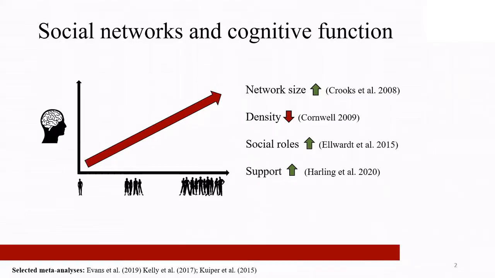So a logical starting point is to note the robust relationship existing between social networks and cognitive function. Countless studies across numerous contexts have repeatedly found that individuals with larger personal networks tend to exhibit higher levels of cognitive function compared to their more socially isolated peers. This relationship appears to hold true across multiple dimensions of social networks, including size, density, and network bridging, number of different social roles within a network, and the amount of support provided by network members.